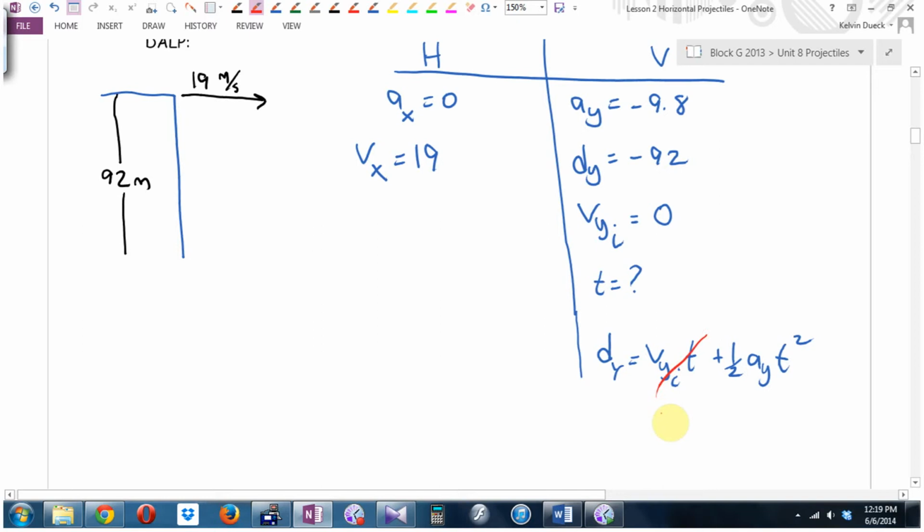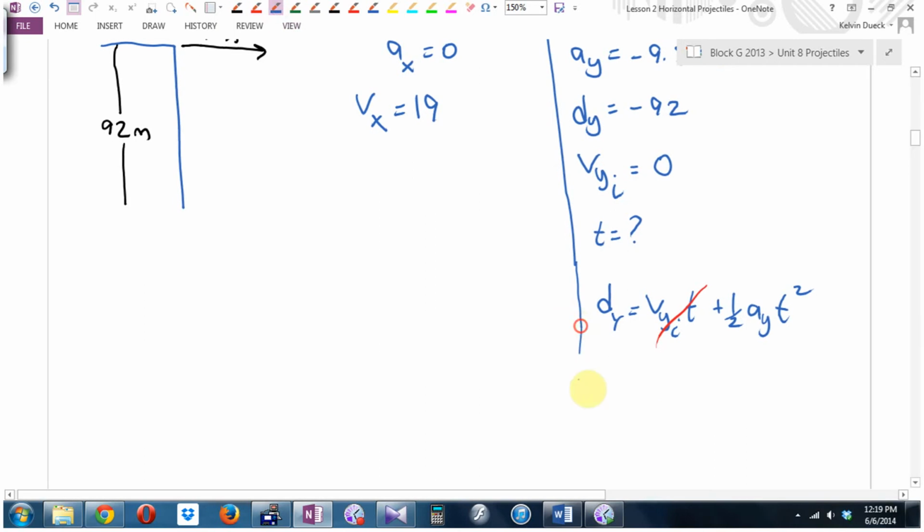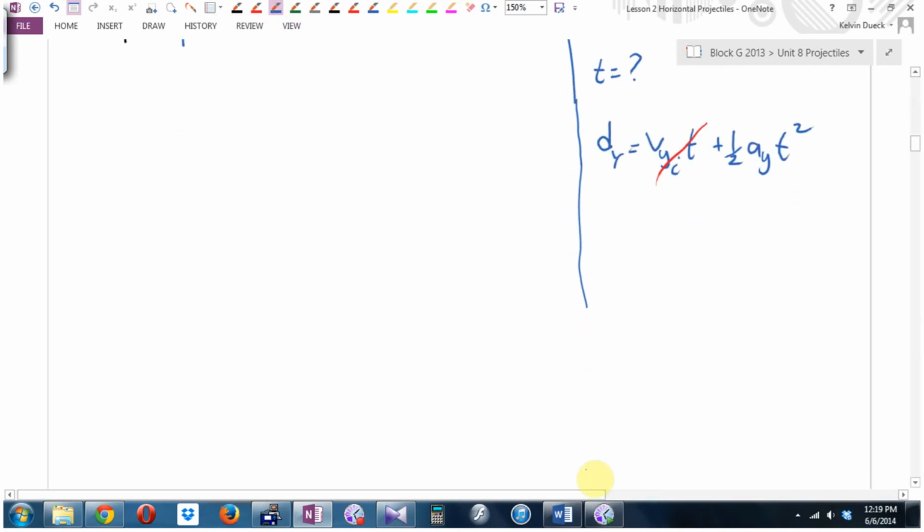Right? For a split second, we haven't started falling yet. So I really get this. dy equals ay t squared over 2. We've seen this before, without the y's sitting there. But we have seen d equals at squared over 2. We've said to ourselves, how do we get the t by itself? Tawny, this is the nicer version of that quadratic.